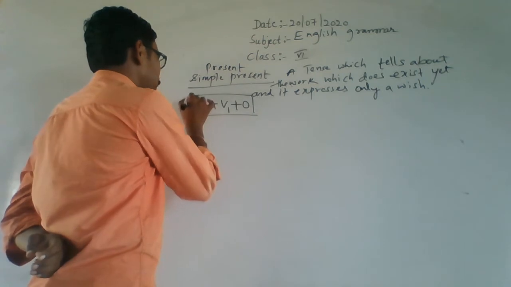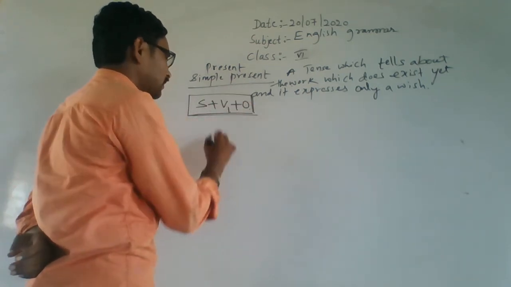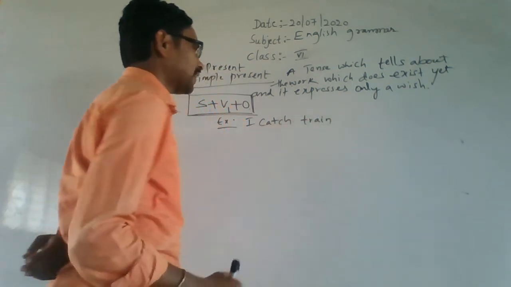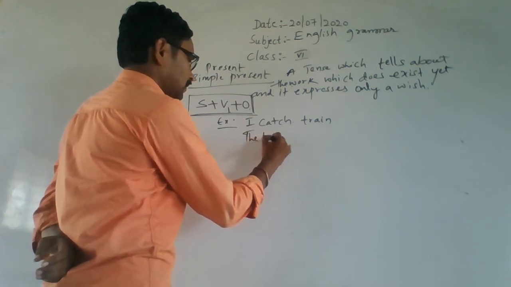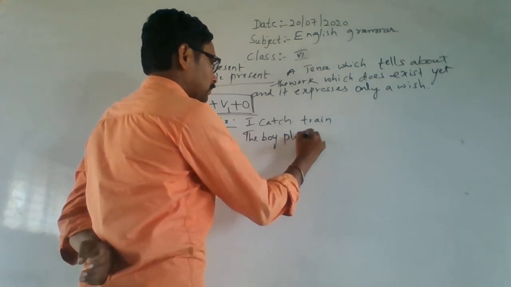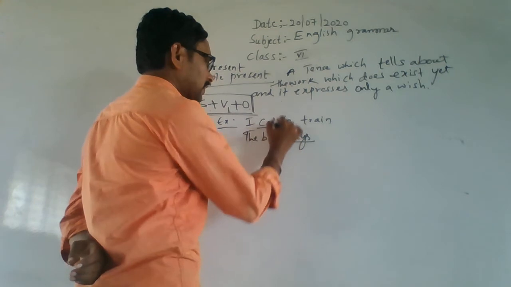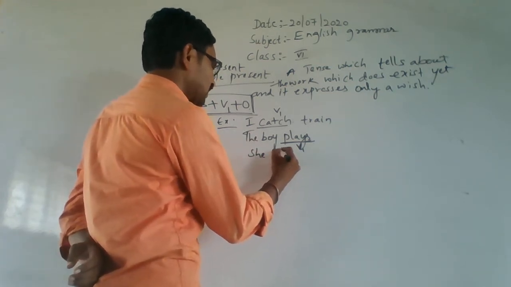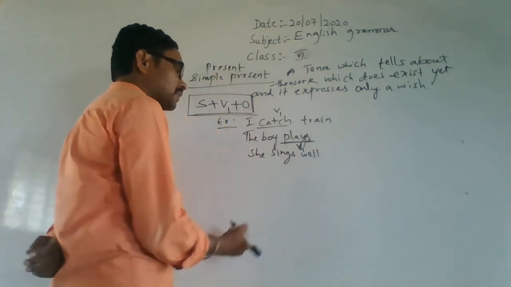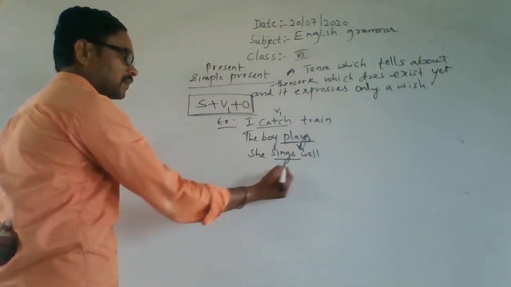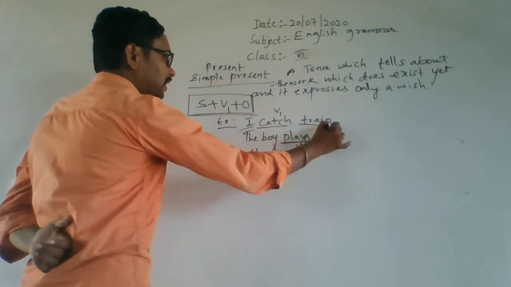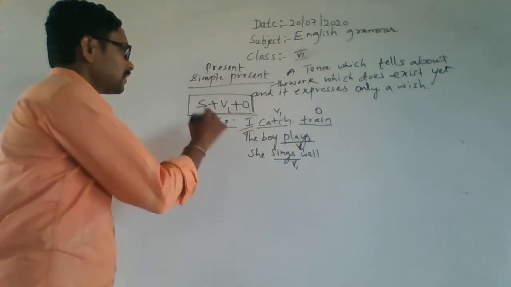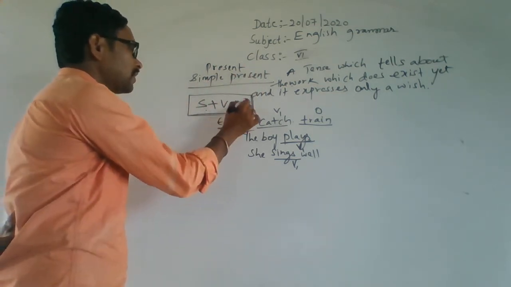It is a formula. Simple present formula is what? Subject, V1, object. For example, I catch train. Here catch is the verb. Is it right? One more example: She sings well. Here also sings is the verb, and she is the subject. Then the last thing is called object. Last thing is called what? Object. Is it understood? It is the formula of simple present: subject, verb, object. Write down.